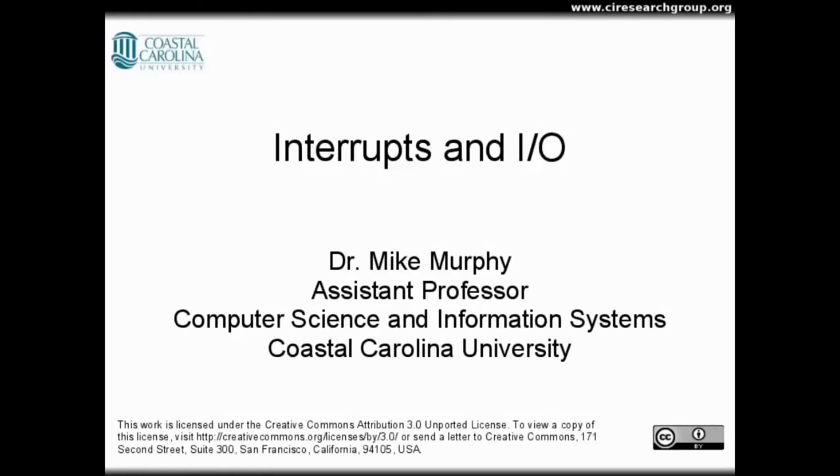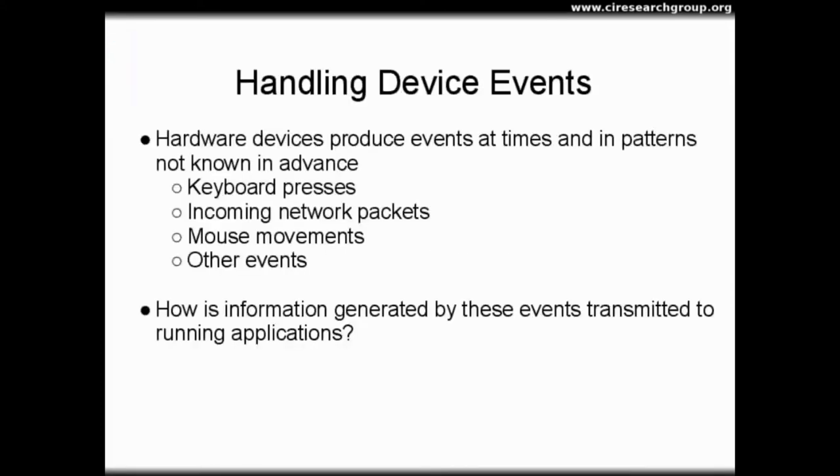Discuss interrupts and device input-output. When hardware devices on a computer produce events, we need some way of being able to handle those events within the operating system and deliver them to applications. And hardware devices are going to produce events at times and in patterns that we don't know about in advance. For example, we don't know which keys the user is going to press on the keyboard until the user actually presses those keys. If a cat walks across the keyboard, we're going to see a completely different pattern of key presses from which we would expect to see with a human user.